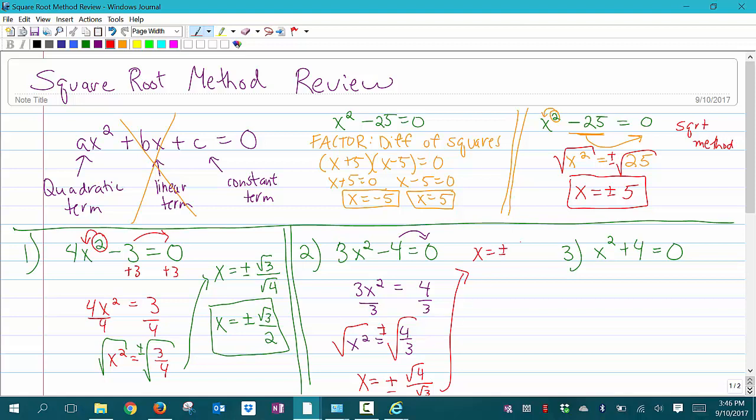The square root of 4 is 2, but the square root of 3 doesn't simplify. However, we know from previous courses that we do not like to leave a square root in the denominator. We like to rationalize. So I will multiply the top and the bottom by the square root of 3 to get rid of the square root that lives in the denominator. So I get x is equal to plus or minus 2 times the square root of 3 divided by 3.